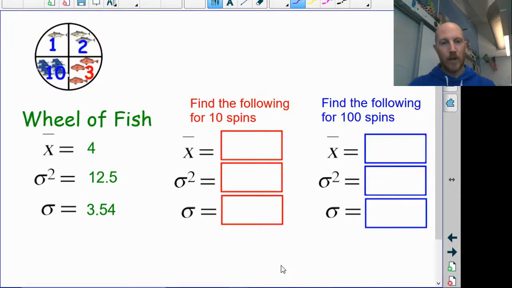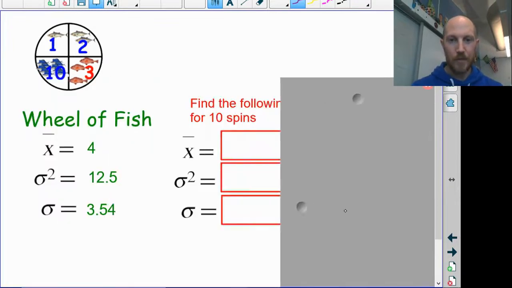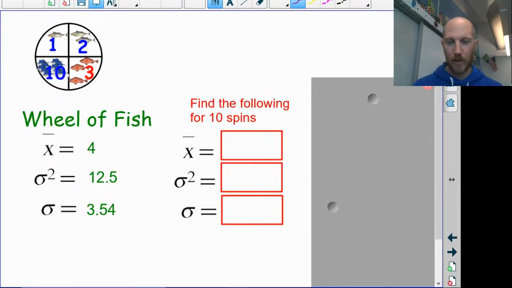Here's an example. Let's take that wheel of fish that we just saw from our do now. We've got the original mean, variance, and standard deviation. Find the mean, variance, and standard deviation for 10 spins. Well, if we're doing 10 repetitions, we're just going to multiply the mean times 10. So that's 40. Take the variance and multiply by 10. And then we're going to do the square root of 125 to get our standard deviation, which my calculator tells me is 11.18.